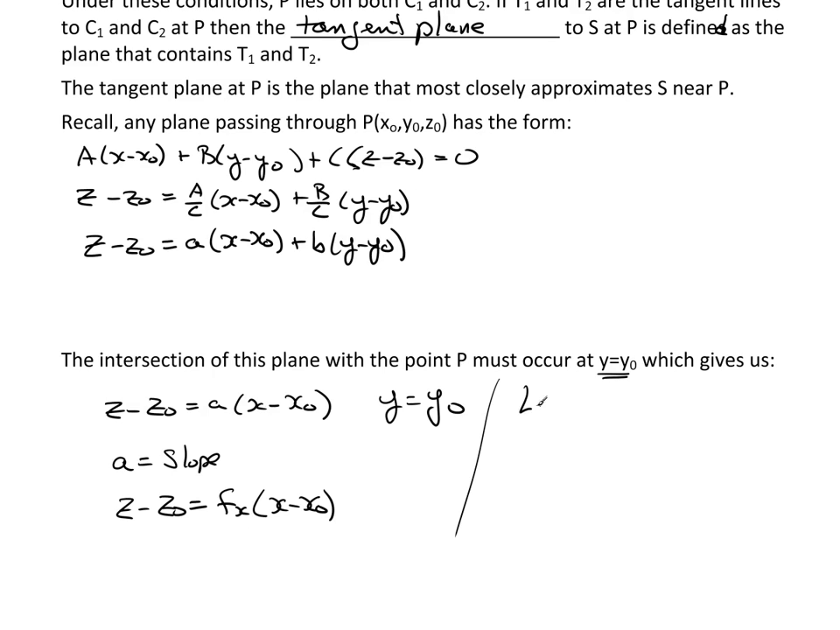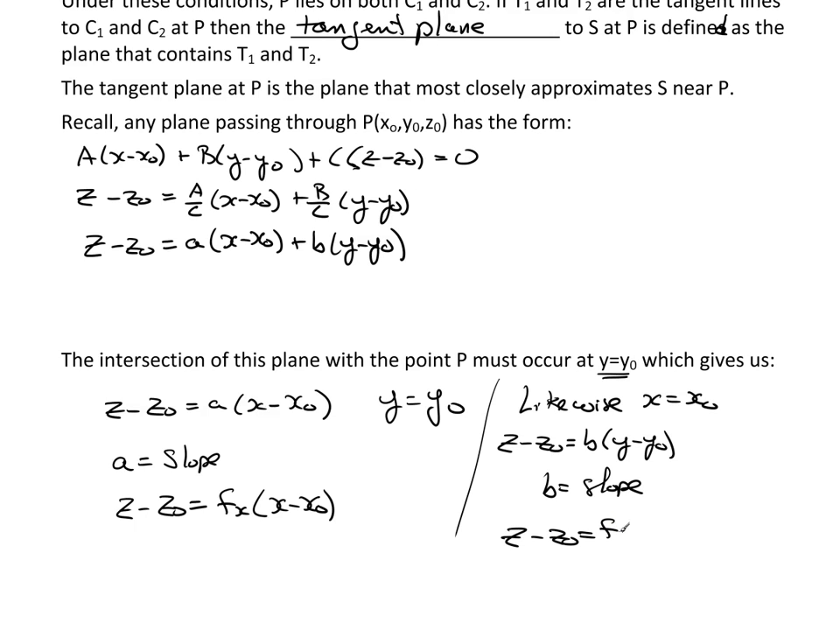Likewise, if I set x equal to x naught, then this component becomes 0, and I end up with z minus z naught equals b times y minus y naught. Again, this is the equation of a line with a slope equal to b. But this slope is in the y direction, so that's nothing more than saying z minus z naught equals the partial with respect to y times y minus y naught.